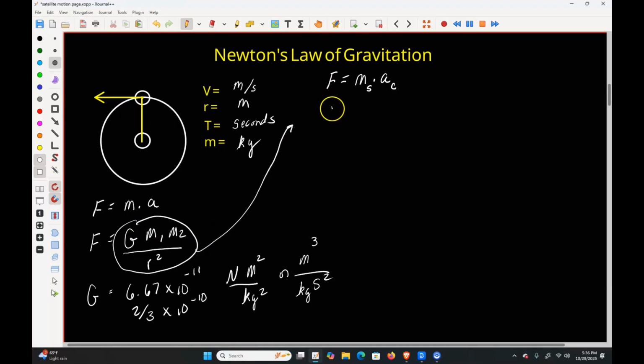So I'm going to say that G times the mass of the planet times the mass of the satellite divided by the distance between their centers squared is equal to the mass of the satellite times the centripetal acceleration. The mass of the satellite will cancel on both sides. So I can say then that the centripetal acceleration is equal to the gravitational constant times the mass of the planet divided by the distance between the two centers squared.